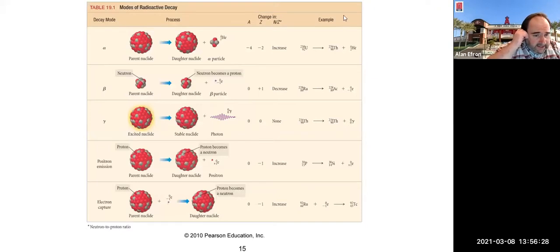So here again, it's just a table, and I believe you have a similar one in your book that describes the different reactions that we just talked about and those particles that are given off in those processes.